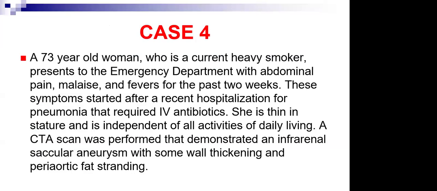A 73-year-old woman who is currently a heavy smoker presents to the emergency department with abdominal pain, malaise, and fever for the past 2 weeks. The symptoms started after a recent hospitalization for pneumonia that required IV antibiotics. She is thin in stature and independent in all activities of daily living. A CT angio scan was performed that demonstrates an infrarenal aortic aneurysm with some wall thickening and pre-aortic fat stranding. Okay.